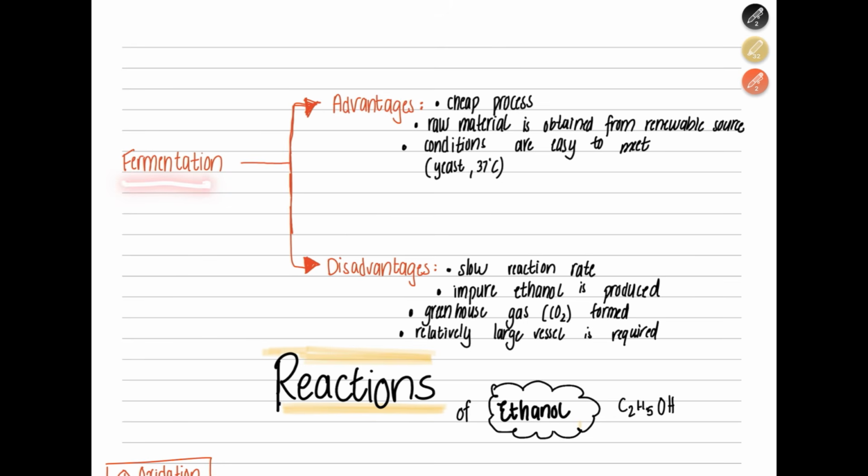The advantages and disadvantages of fermentation. It's a cheap process. The raw material is easily obtained from renewable sources, glucose, and the conditions are easy to meet: yeast and 37 degrees Celsius.